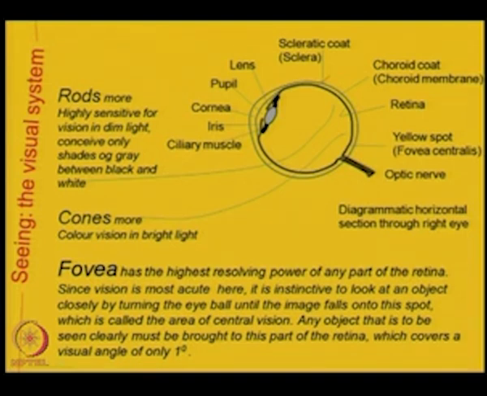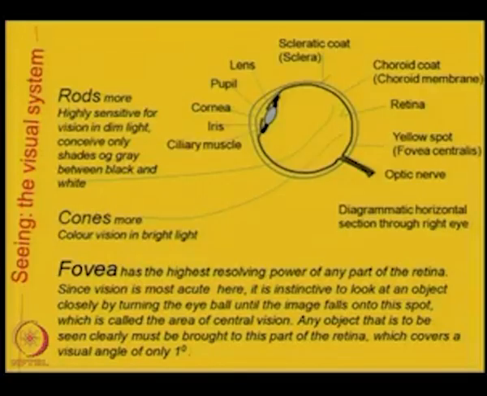Now, this retina contains rods and cones. These are the light sensitive cells, and after they are sensitized by light, they send electrical impulses through the optic nerve to the brain.